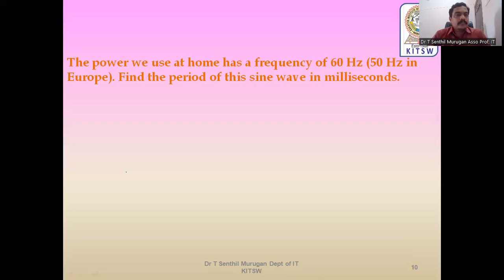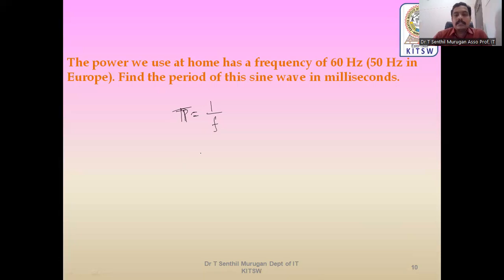The power we use at home has a frequency of 60 hertz. Find the period of this sine wave in milliseconds. So what is the question? They are asking for the period. Period means time, so period equals the inverse of frequency, 1 by f. The period is represented as time, so T equals 1 by f.